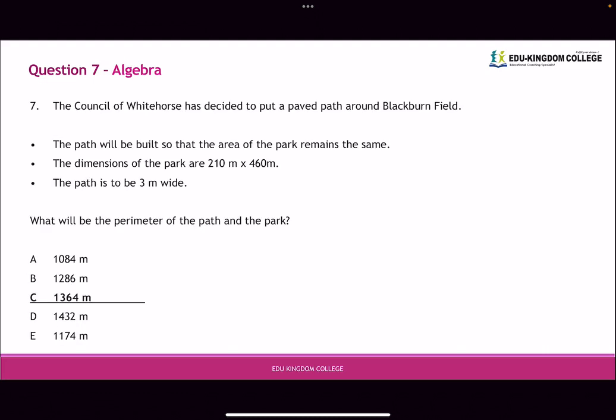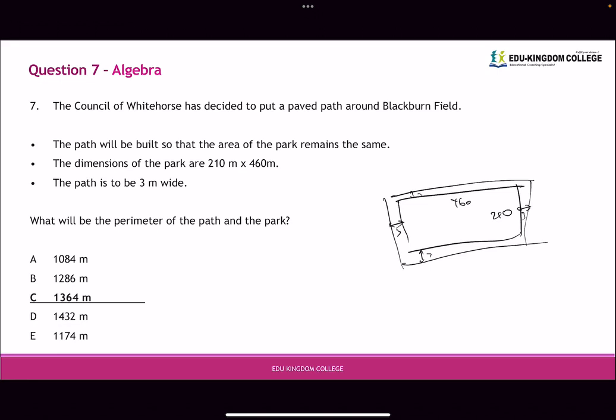Question 7. The Council of Whitehorse has decided to put a paved path around Blackburn Field. The path will be built so the area of the park remains the same. So the park doesn't change. So the park is 210 by 460. The path is 3 meters wide. There's 3 on this side, 3 on this side, 3 here, and then 3 here.